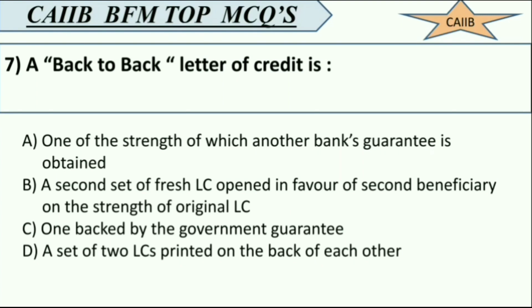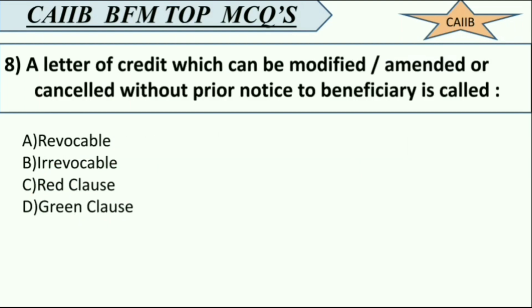A back-to-back letter of credit is, options are given: one on the strength of which another bank's guarantee is obtained; a second set of LC opened in favor of a second beneficiary on the strength of the original LC; one backed by the government guarantee; a set of two LCs printed on the back of each other. The correct answer is option B, that is the second set of LC opened in favor of second beneficiary on the strength of original LC. Next question, question number 8.